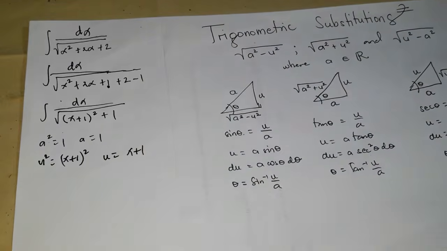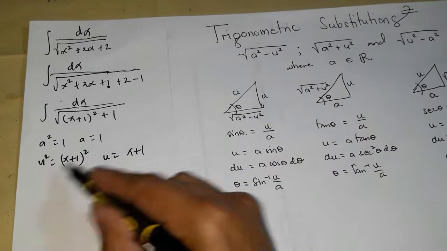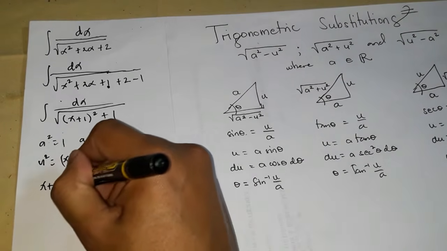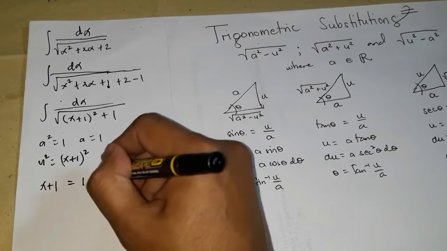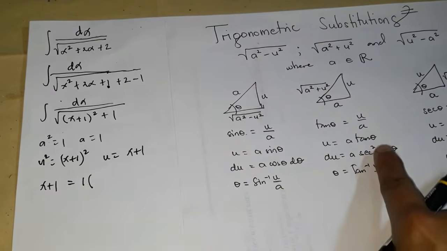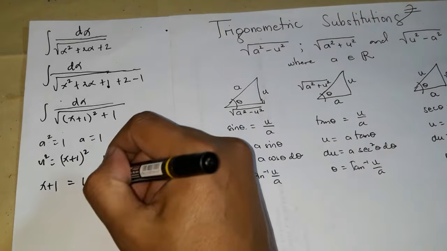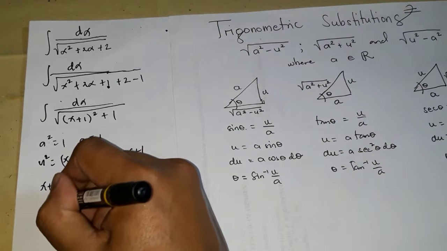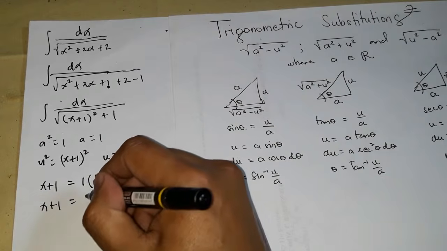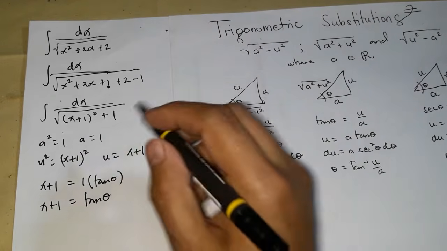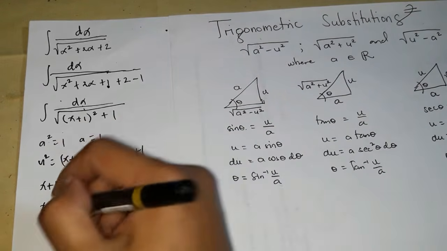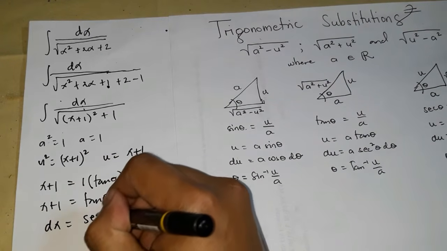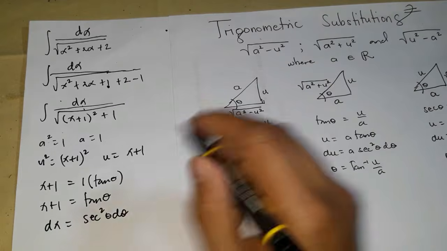So we have u represented by x plus 1. So x plus 1 equals a, which is 1, times tangent theta. That will be simply x plus 1 equals tangent theta. And then you need dx. Differentiating both sides, you have dx equals secant squared theta d theta.